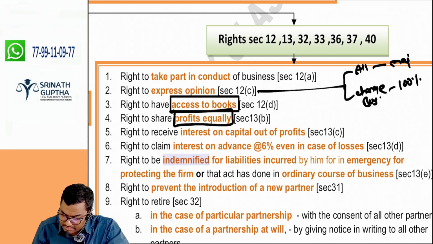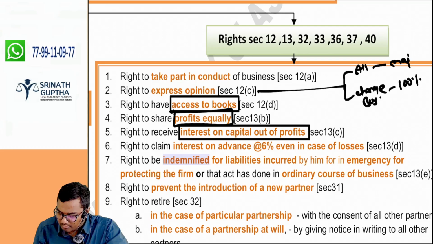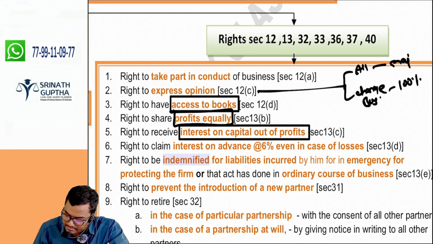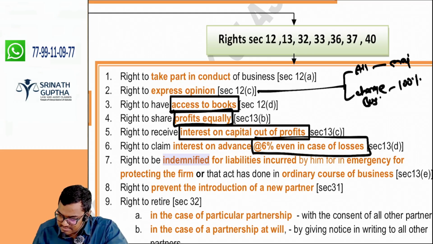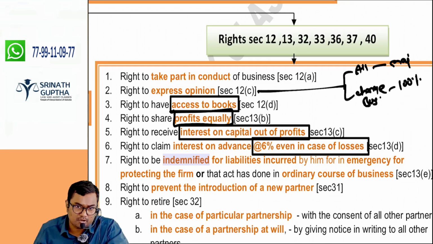Every partner is entitled to get interest on the capital only out of profits, if the agreement provides. And right to get interest on advance. If any partner is giving a loan to the firm, that partner is eligible to get interest at the rate of 6% even in case of losses, because it's a loan.